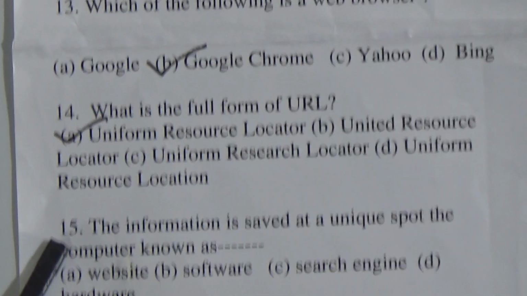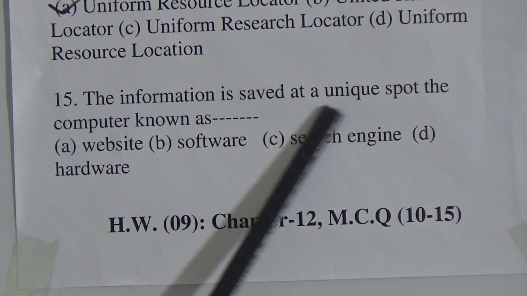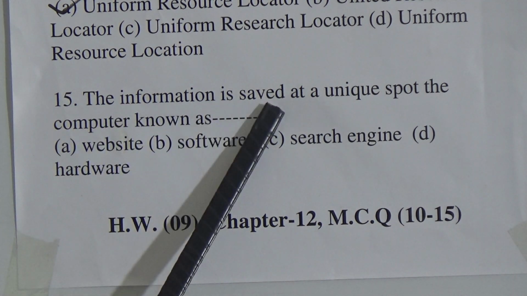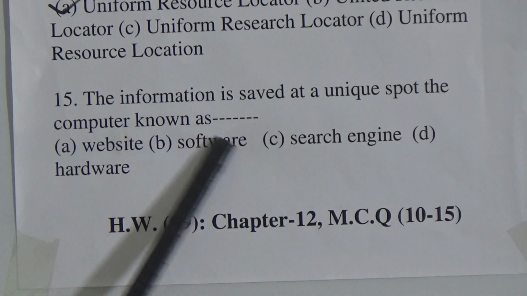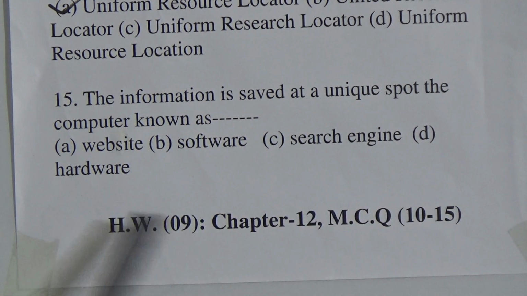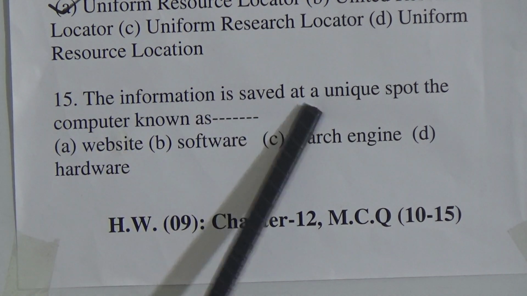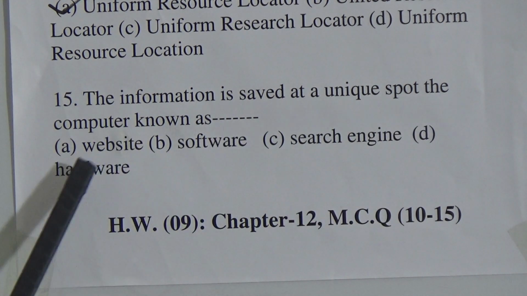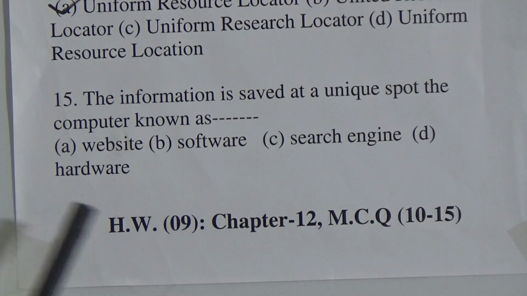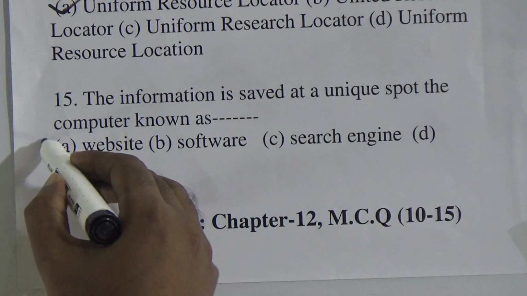Now number 15, this is our last MCQ. The information is saved at a unique spot, the computer known as: A website, B software, C search engine, and D hardware. Dear students, information is saved at a unique spot, the computer is known as a website.